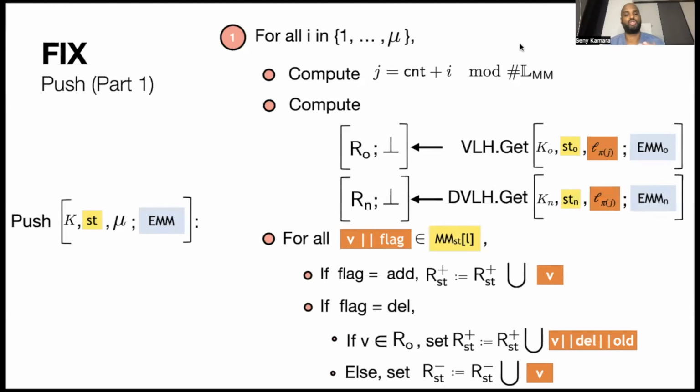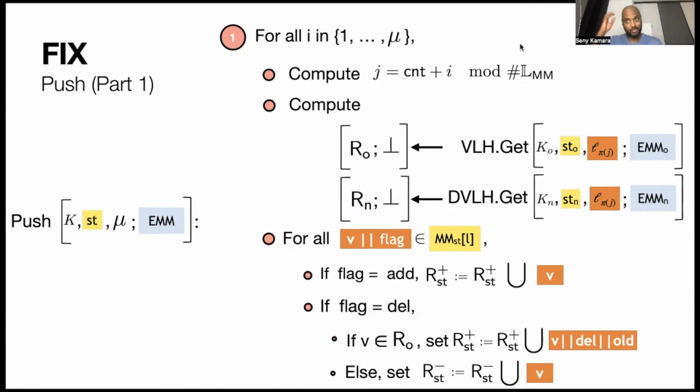Okay, so I'm going to give just a high-level explanation of how the push protocol works. The high-level idea is that for any label L, we have values associated with L that are stored in the stash. Some of them are values that need to be added, and some of them are values that need to be deleted, but haven't been pushed yet. And then we also have values associated to L that could be in the static EMM stored on the server, and in the dynamic EMM that is also stored on the server.